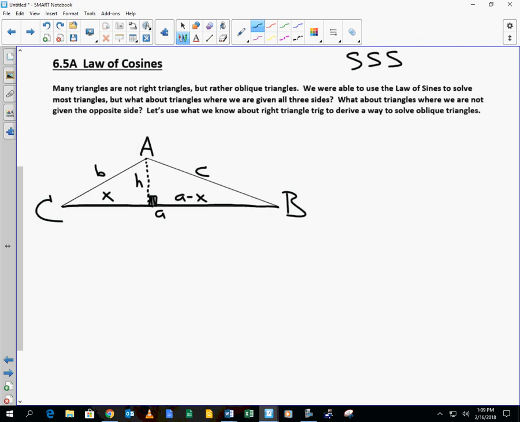So how about this? X squared plus H squared is equal to B squared. You okay with that? Pythagorean theorem. How about this? A minus X squared plus H squared is equal to C squared. You okay with that? So we've said something intelligent about the three sides, but in most triangles we wouldn't be given H and we wouldn't be given X, would we? See a way we could get rid of the H's?